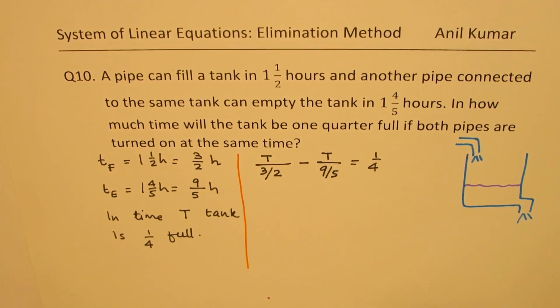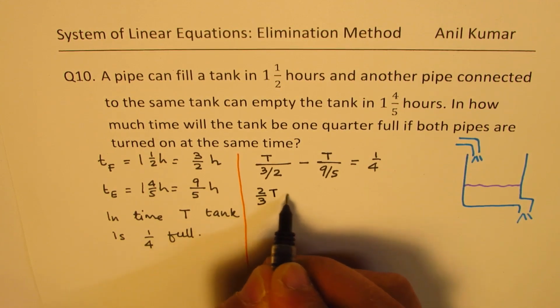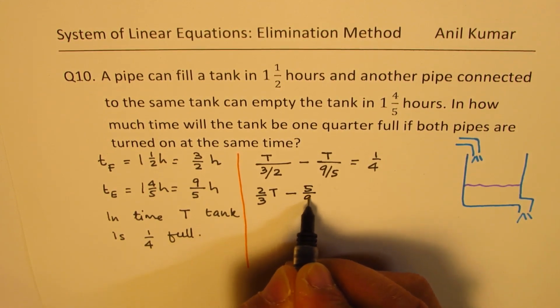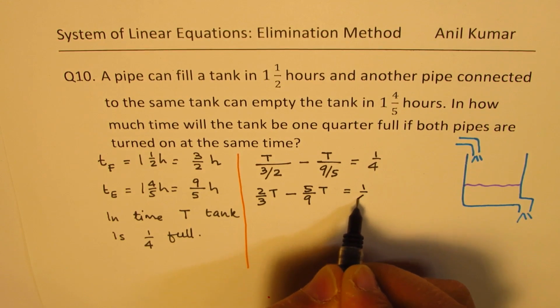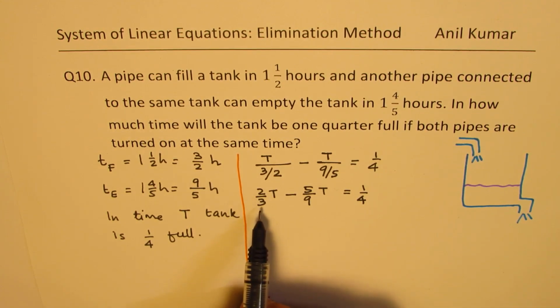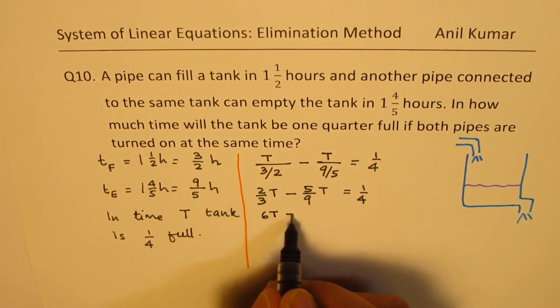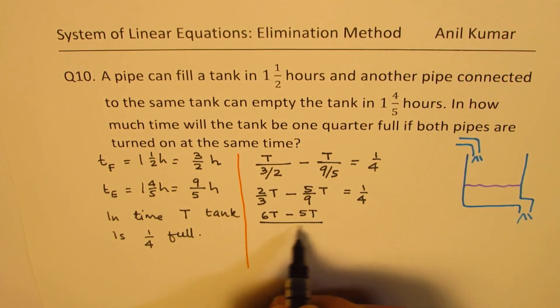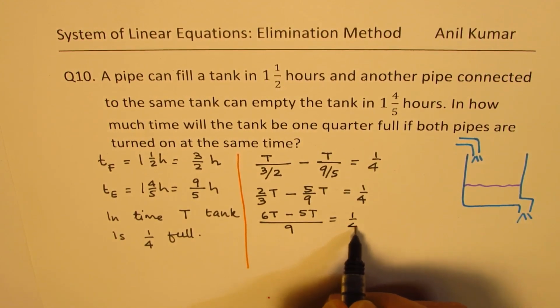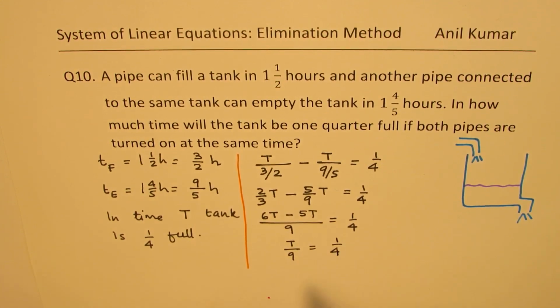And now we need to simplify this. So you can write this as 2/3 T minus 5/9 T equals 1/4. So let's make common denominators. We need to multiply this by 3, right? So 3 times 2 is 6. 6T minus 5T over 9 equals 1/4. So that is T/9 equals 1/4, or that gives you the time as 9/4, right?